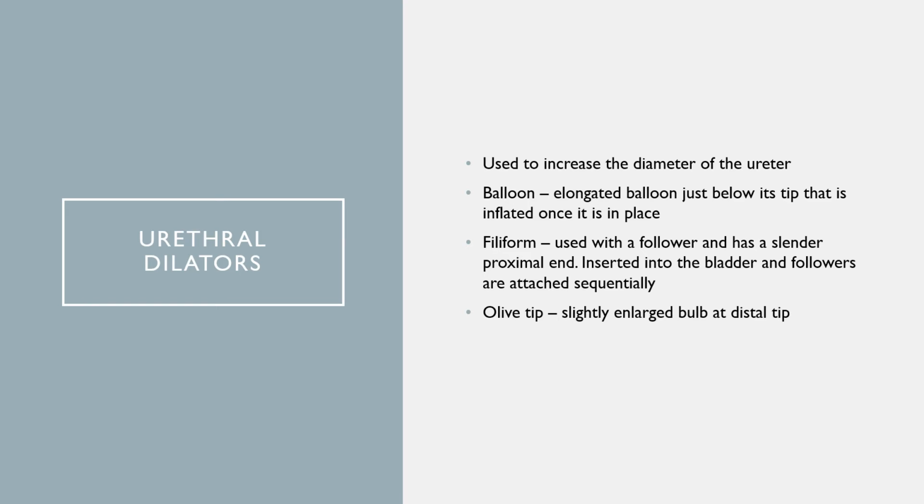All right, urethral dilators are used to increase the diameter of the urethra. There is a balloon style, which has an elongated balloon just below the tip that is inflated once it's in place. There are filiforms that are used with a follower and have a slender proximal end. These are inserted into the bladder, and then followers are attached sequentially to dilate that urethra. And then we have an olive tip, which has a slightly enlarged bulb at the distal tip.